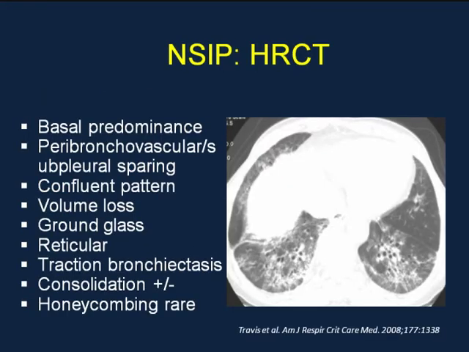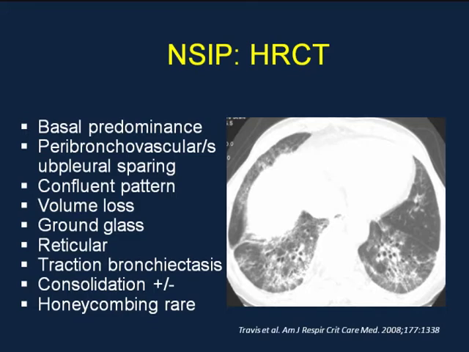If you look at the literature on the CT appearances of NSIP, it's very confusing. But there is a particular CT appearance that we've learned to recognize that is pretty highly suggestive of this diagnosis. It's characterized by basal predominance, so that's like UIP. But in contrast to UIP, it tends to be more peribronchovascular with sparing of the subpleural lung. And that's a useful diagnostic sign. It tends to be more confluent than the patchy distribution of UIP. Often you'll see a lot of lower lobe volume loss. Look at those fissures. Those lobes are really small.